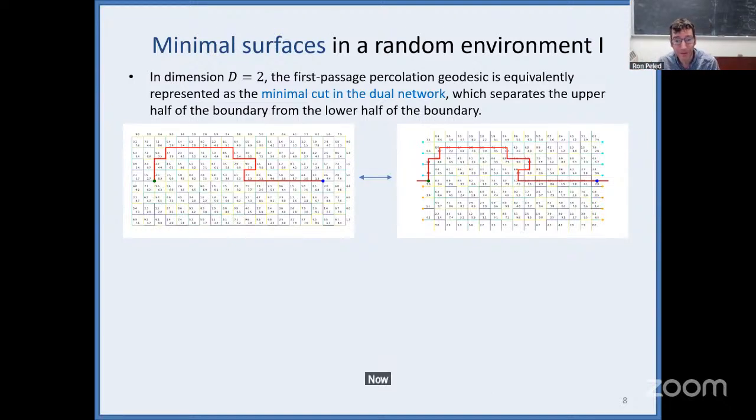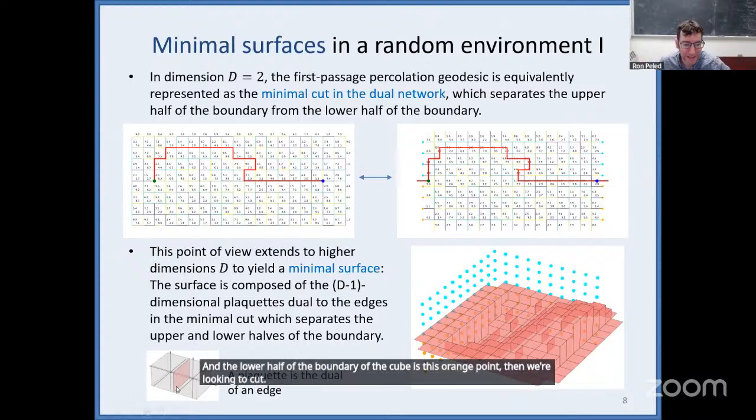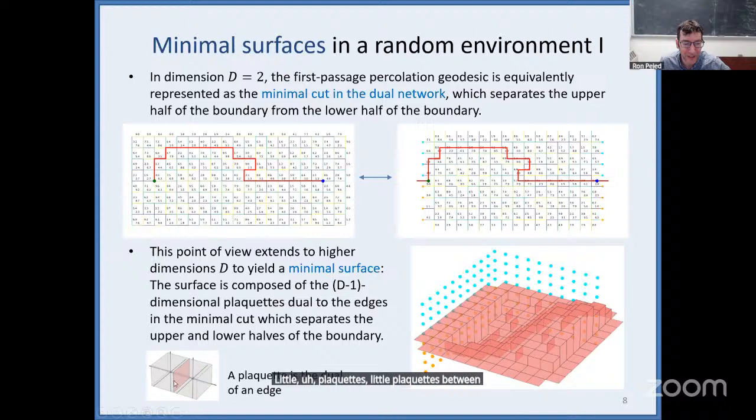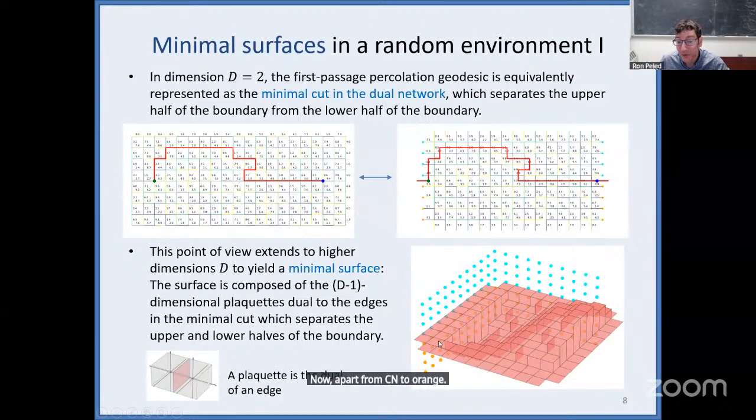Now, if we consider the same model in higher dimensions, so we take a cube, and the upper half of the boundary of the cube is these cyan points, and the lower half of the boundary of the cube is these orange points, then we're looking to cut little plaquettes between squares like that, so that there is no more a path from the top to the bottom, a path from cyan to orange. And we're looking to find the plaquettes whose sum of weights is minimal, where each plaquette carries a weight.